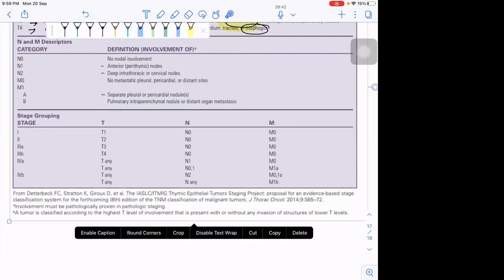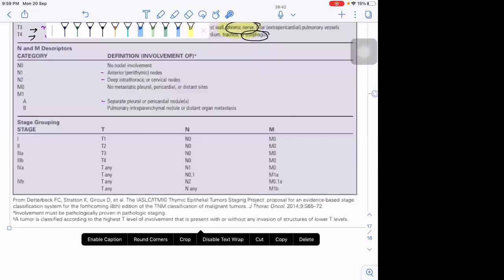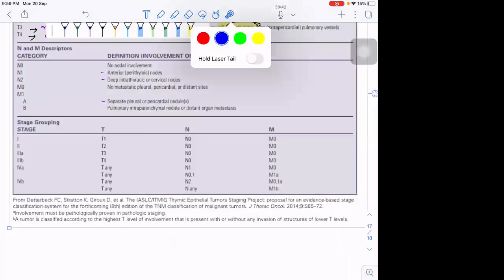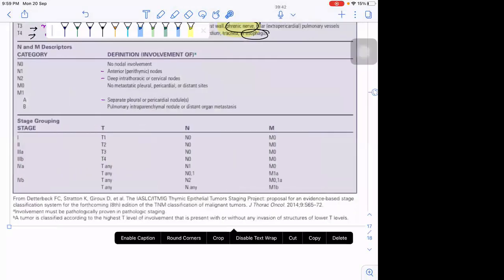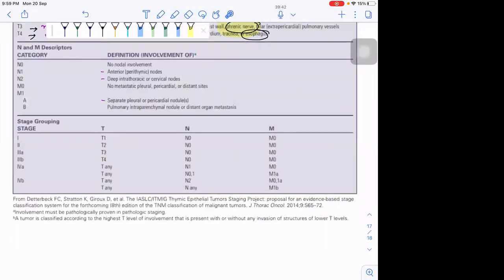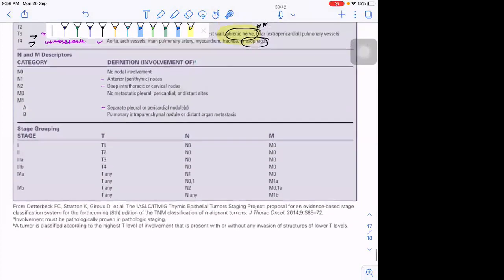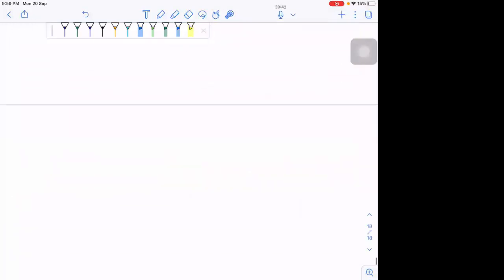And what is the N category? N1 is your anterior perithymic nodes, and N2 is deep intrathoracic or cervical nodes. M1A is separate pleural or pericardial nodules, and M1B is intraparenchymal or distant organ metastasis. So that's it.